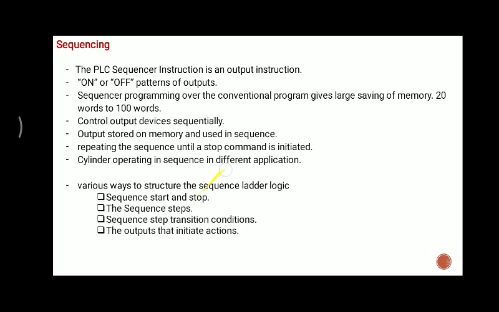Sequence the start of operation, the sequencing steps in the programming, sequence step transition conditions. Small subroutine programs are used, so in that, transition conditions need to be sequenced. The output initiates an action, and finally the sequence is identical for the output control which will happen in the sequence. So that is what sequencing is.